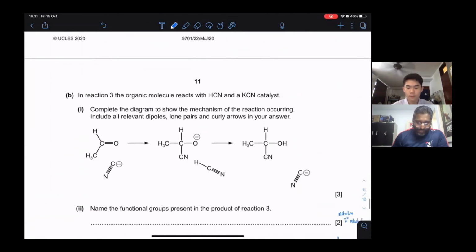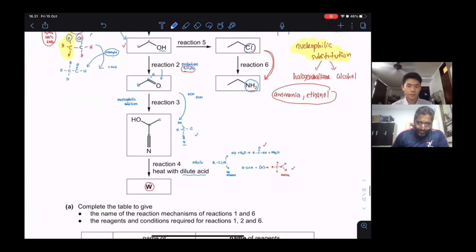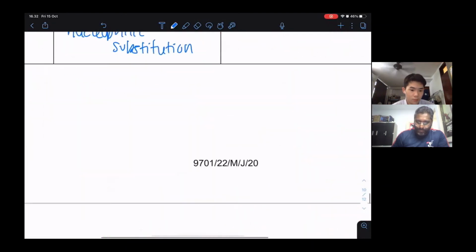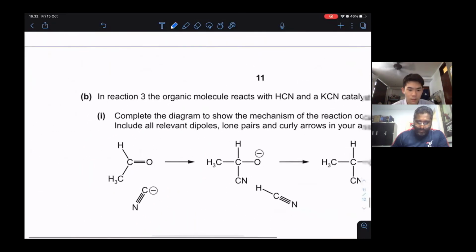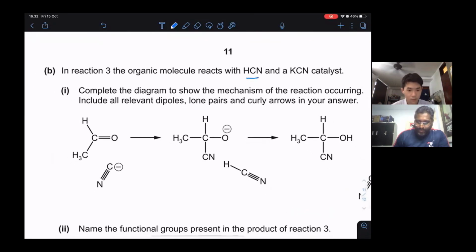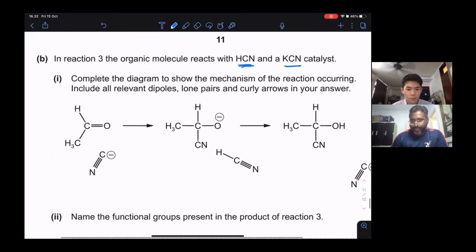Let's move on. Now in reaction 3, you see this reaction 3, the one that I mentioned about HCN and KCN. Please take note, aldehyde is changing into the nitrile and the alcohol part. Here they say that in reaction 3 the organic molecule reacts with HCN, and the KCN is the catalyst. So complete the diagram to show the mechanism of the reaction occurring.